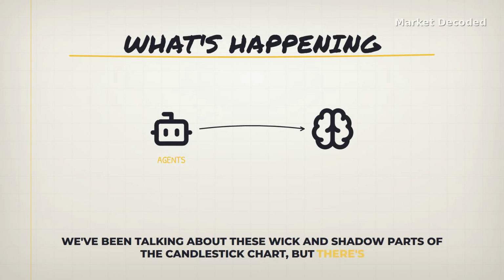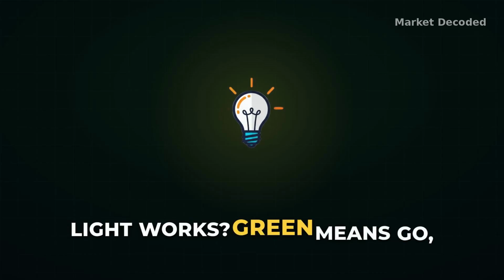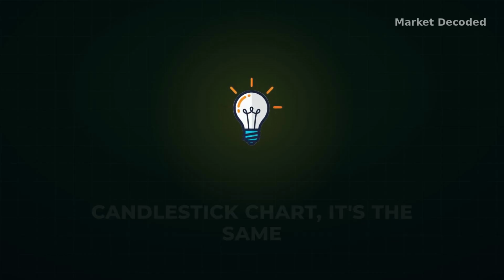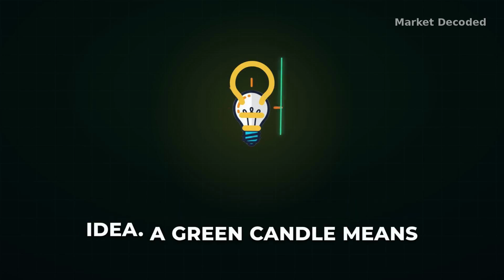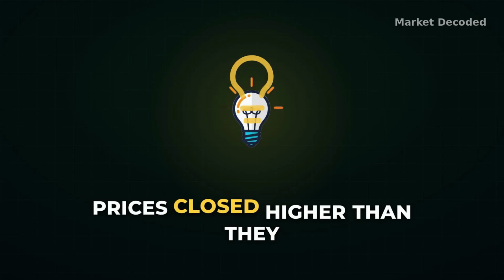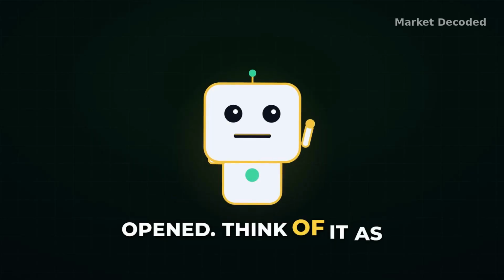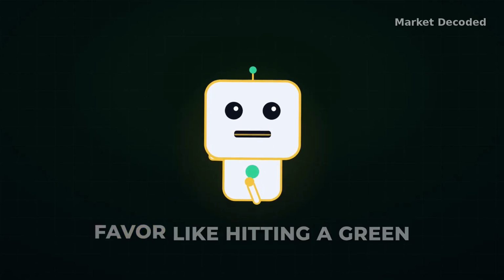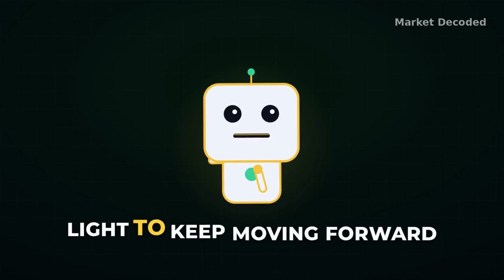All right, so we've been talking about these wick and shadow parts of the candlestick chart, but there's more to it than just those lines and dots. Now, let's talk about green and red candles. You know how a traffic light works? Green means go, red means stop. In a candlestick chart, it's the same idea. A green candle means prices closed higher than they opened. Think of it as the market going in your favor, like hitting a green light to keep moving forward.